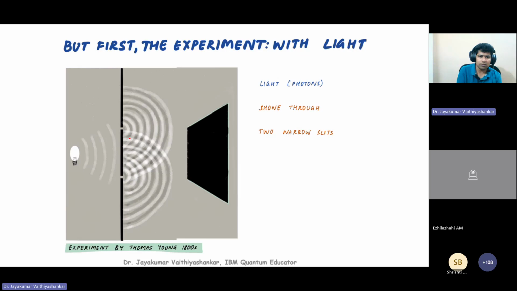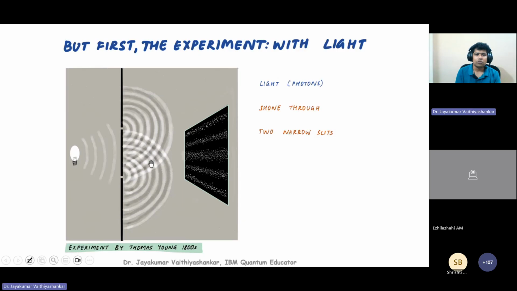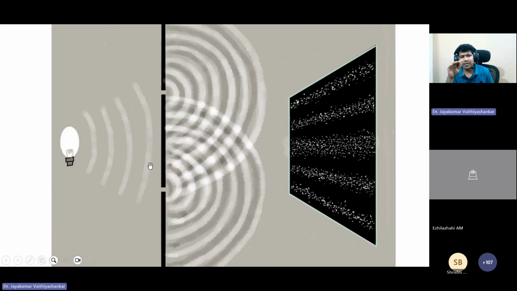Because of the difference, at some point the waves will collide and create a darker band. At some point they will go along and create a lighter band, amplified. Because of phase difference and phase similarity, we get a continuous output. I'll zoom it for your convenience. In this experiment, we generated a light wave and split it into two slits. Because of the interference pattern, at some points you get a lighter band and at some points a darker band.